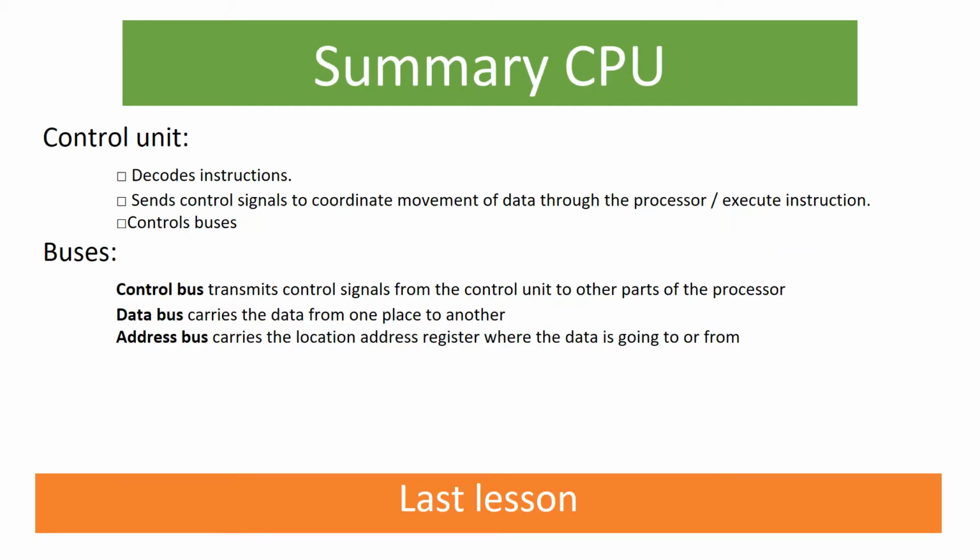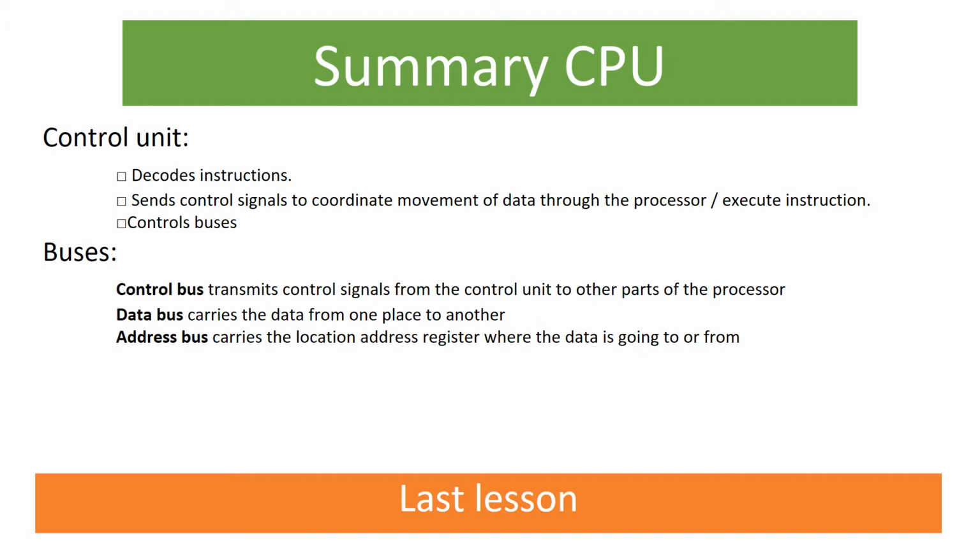This is a summary of what we did last lesson. Now, the control unit decodes instructions. It's very important that we get instructions and data correct. It's not decoding data, it's decoding instructions. It sends control signals to coordinate the movement of data, but it also executes instructions. It can't execute data because data is just something that's saved. It might be a number, whereas an instruction might be to save, or to add, or a mathematical equation. It also controls the buses.